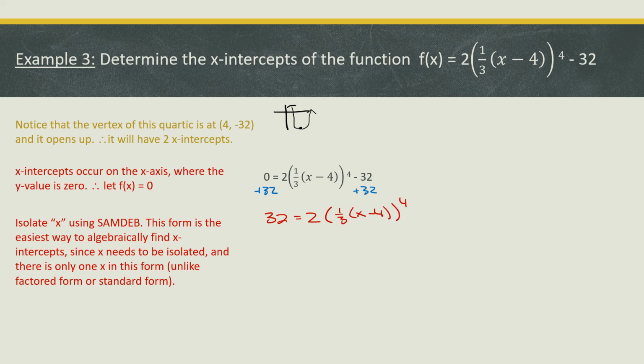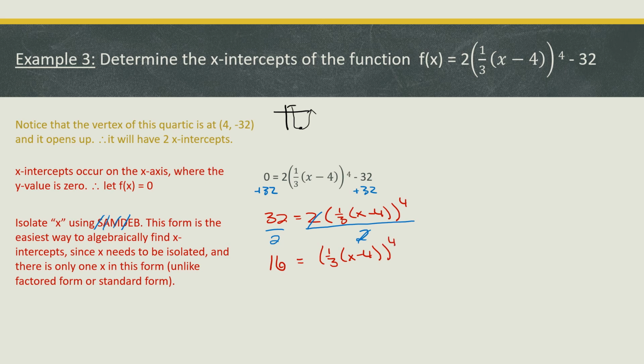What's the next step? I did the subtraction and addition, so that piece is done. Now I'm on multiplication and division, so I'm going to divide this whole side by 2 and divide this side by 2. These 2's will cancel out, and I'll have 16 equals (1/3 x minus 4) to the power of 4.